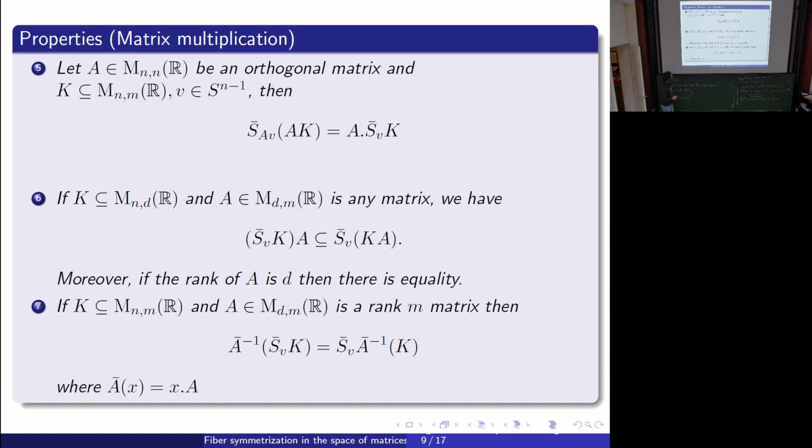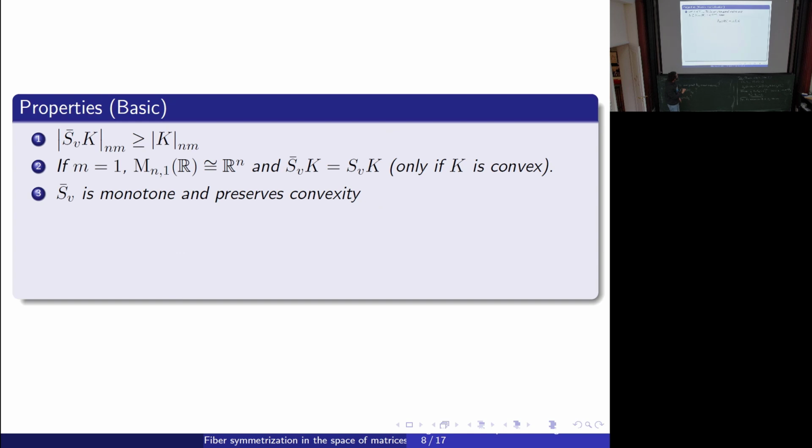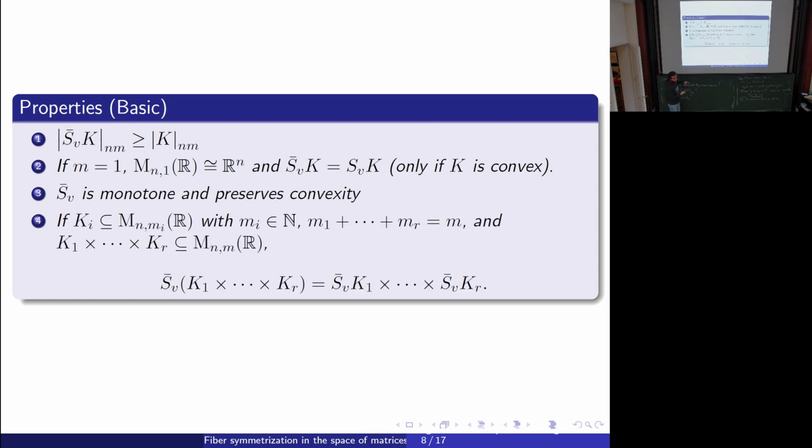Finally, if you consider multiplication on the right by a matrix A, then this is a function, let's call it A bar. Then if A has the good rank, which has to be m, then the symmetrization also commutes with preimages of multiplying to the right. Okay? And these two properties, the 6th and the 7th, are not related to one another. They look the same, but actually property 7 is more related to this one, 4.